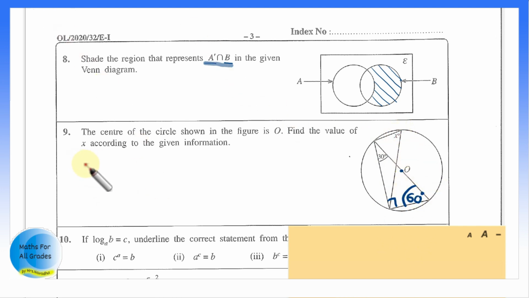Let's write that down. We can just write that down straight away. x equals 60 degrees. We need to write the reason within brackets. Same segment angles.